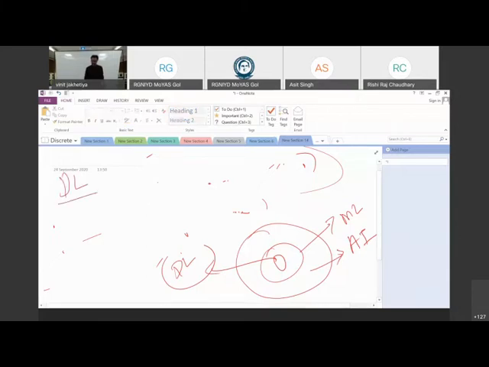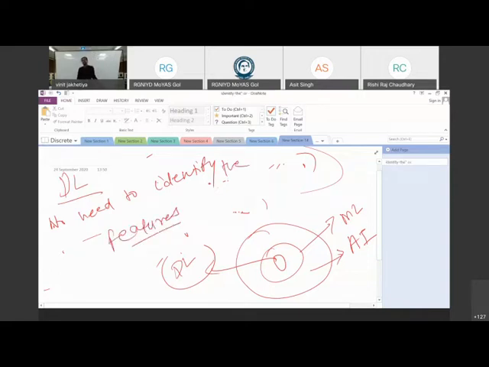In deep learning, no need to identify the features. Your deep learning model is automatically going to find out those features. Okay. So that is the basic difference between machine learning and deep learning.